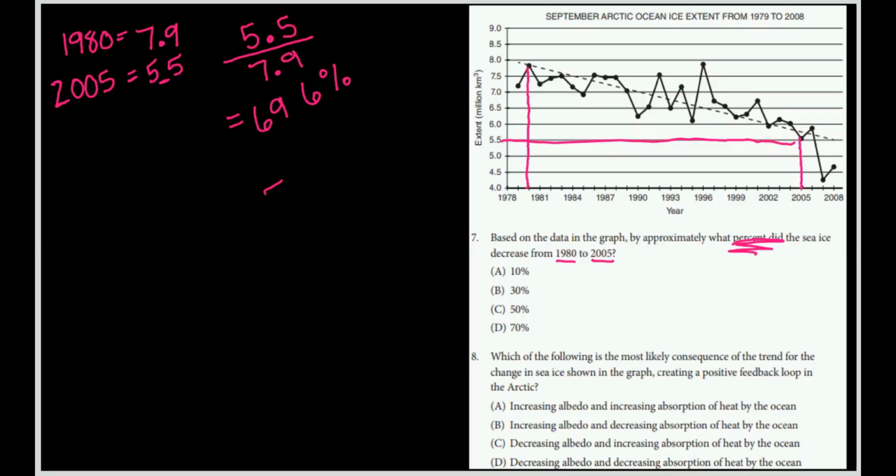Okay, so we could round that up to 70 if we really wanted to. That didn't work out that well. Okay, so that's how much they're the same, basically. So we want to know how much the sea ice decreased. So we're going to do 100 minus 70 equals 30%.